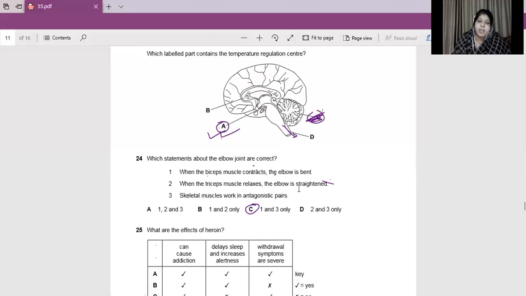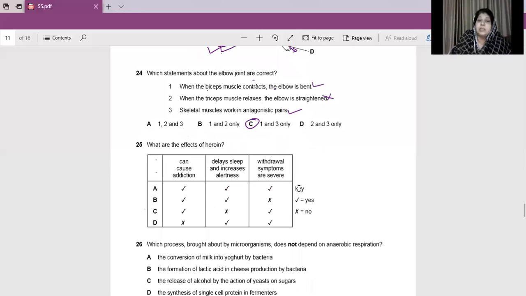The effect of heroin: it can cause addiction, 100% it causes addiction. We have to select this one. Delays sleep and increases alertness? No way. It is a strong depressant. Withdrawal symptoms are severe, 100% severe. So C is the correct one.